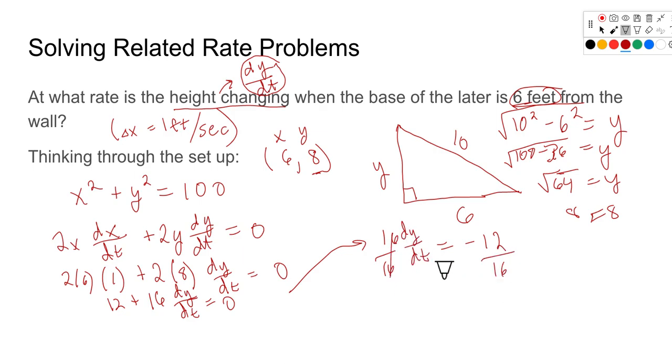And so my dy/dt, if you reduce, 4 goes into both of these, you get negative 3/4, or 0.75 feet per second. So at that point, it's actually going slower than the x. X is going at 1 foot per second. So it's slower.